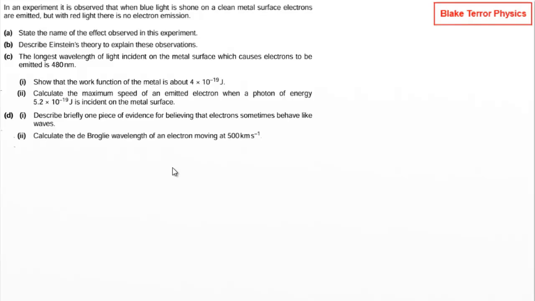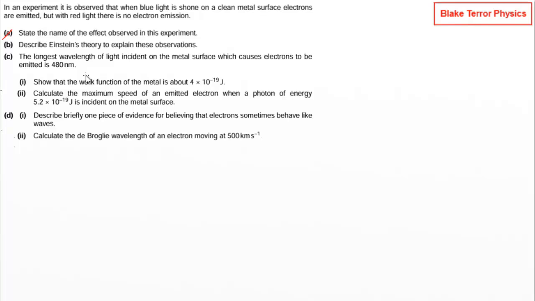So here's a few practice questions in quantum physics. We're starting with an experiment where it's observed that when blue light is shone on a clean metal surface, electrons are emitted, but with red light, there is no electron emission. State the name of the effect observed in this experiment. Right, this is the photoelectric effect. So that's a nice mark to get us started.